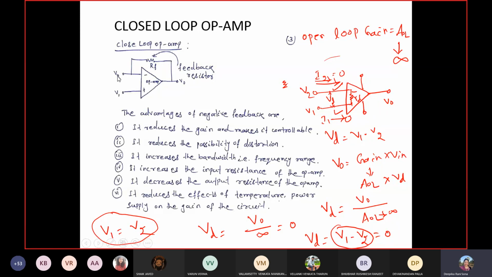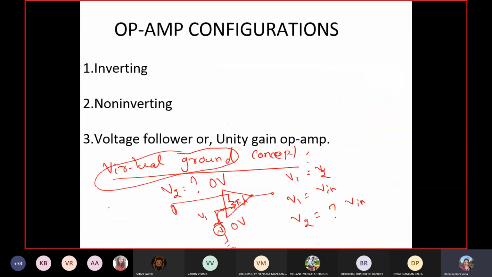What are the additional parameters we are going to use in this closed loop, by using the inverting, non-inverting and voltage follower configurations? Let's see. So first one, inverting op-amp configuration. Guys, just write inverting op-amp configuration. The first closed loop configuration is the inverting op-amp configuration. I am going to describe how the gain is obtained and what the gain of the circuit is.